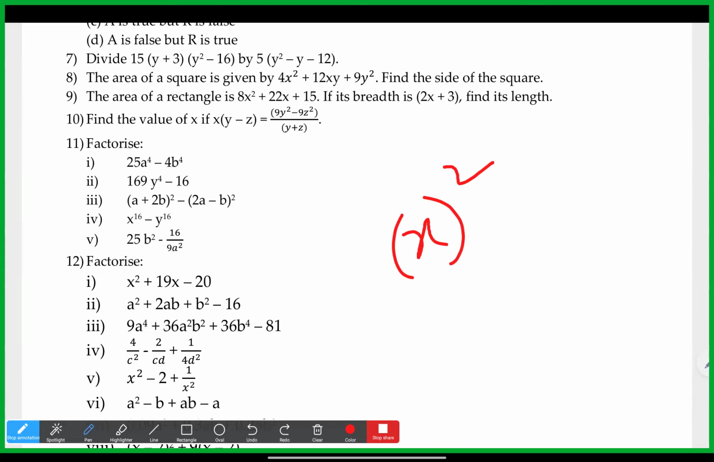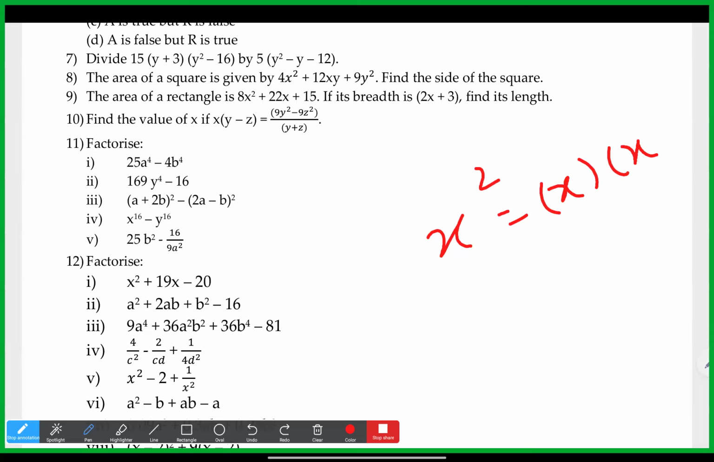So here, suppose x is the side of the square, then x square is the area, because side into side. So x square is the area means its factors are x into x. Individually, this x is called the side of that square. So when we factorize this particular area, we will get the side actually.